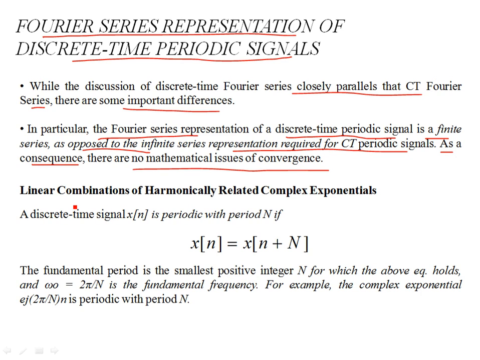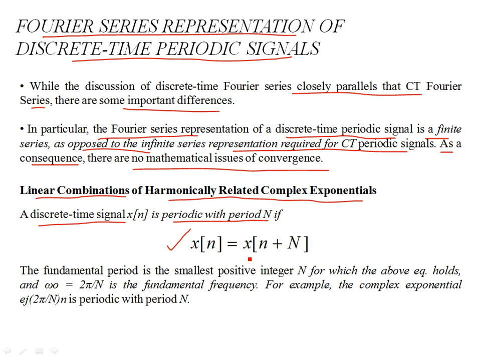Let's develop this understanding in a very similar manner as we did for continuous time periodic signals. Let's consider linear combinations again of harmonically related complex exponentials. These exponentials will be discrete in nature, of course. If you recall in chapter 1, we talked about how, if a discrete time signal x[n] is periodic, then it must have a period which is a positive integer, and it must satisfy the following relationship.